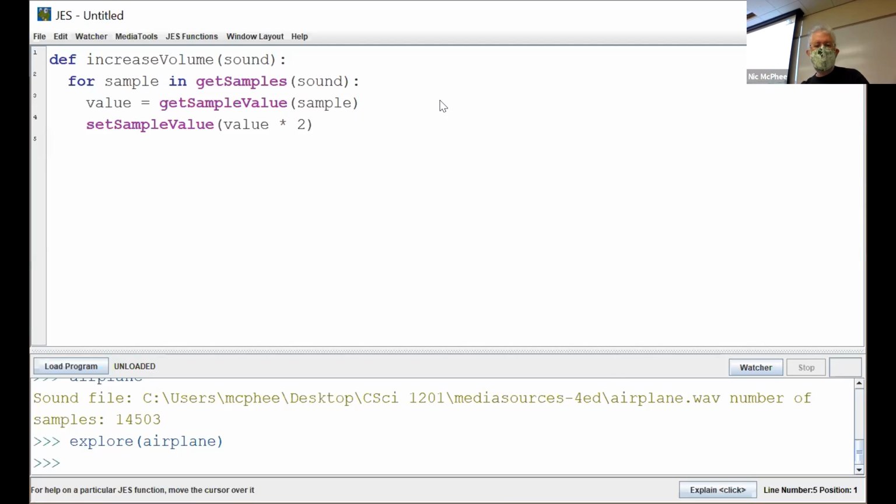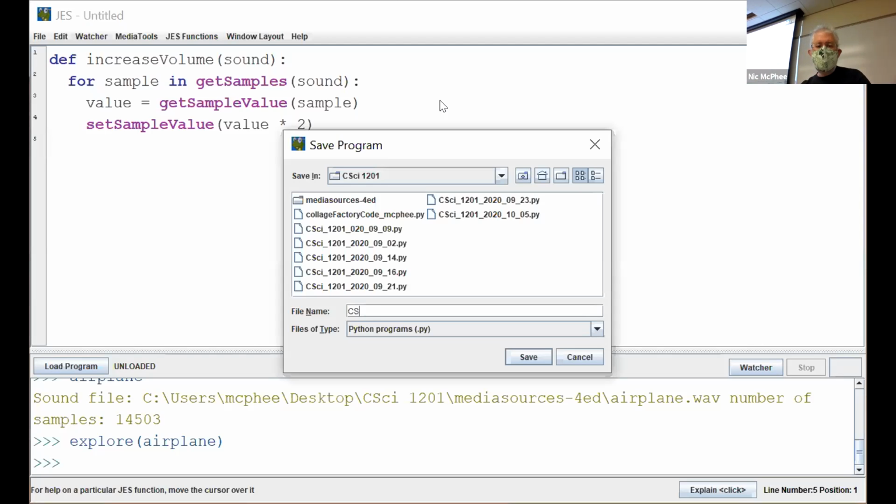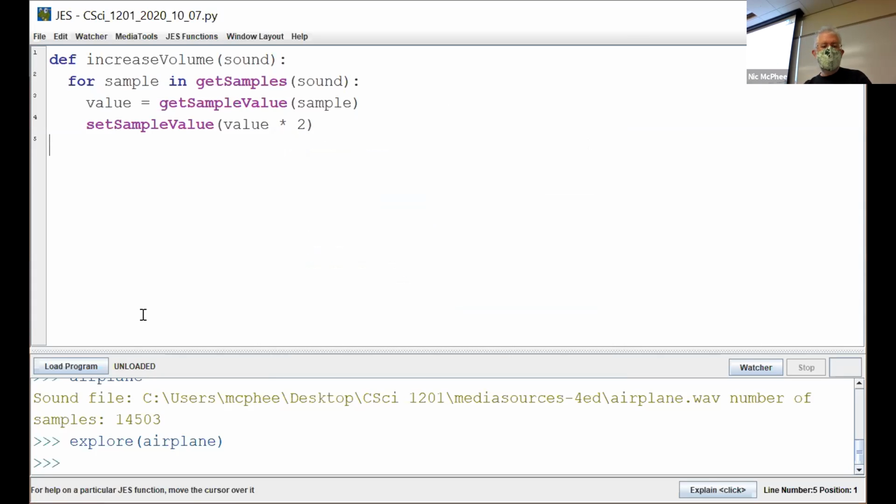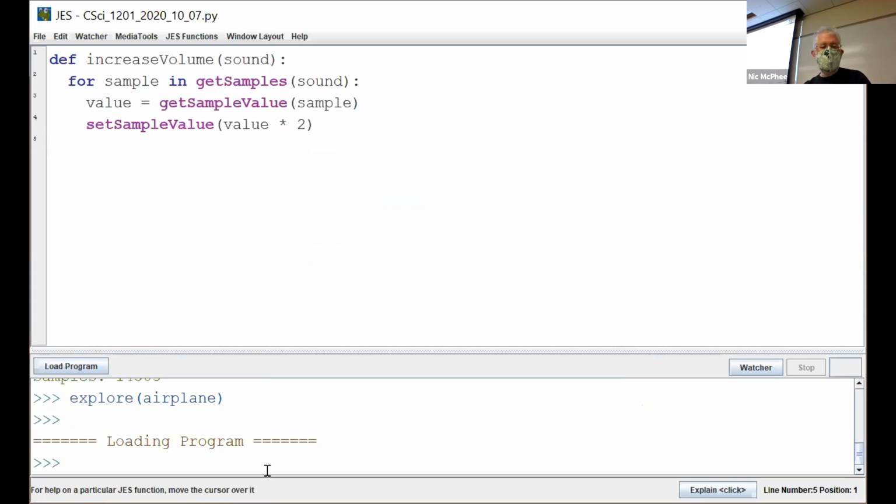So let's save that. CSci 1201, 2020, 10, and today is the 7th. Load. And let's increase volume. Airplane.